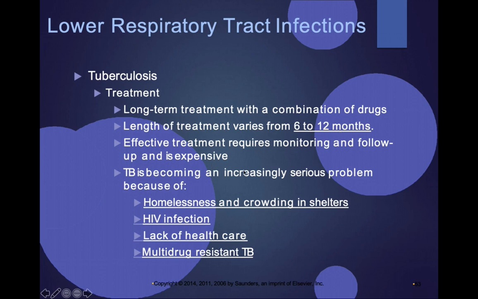TB is becoming an increasingly serious problem because of homelessness and the crowding in shelters, HIV infections going up, the lack of good health care, and the patients are becoming resistant to the multi-drug effect.